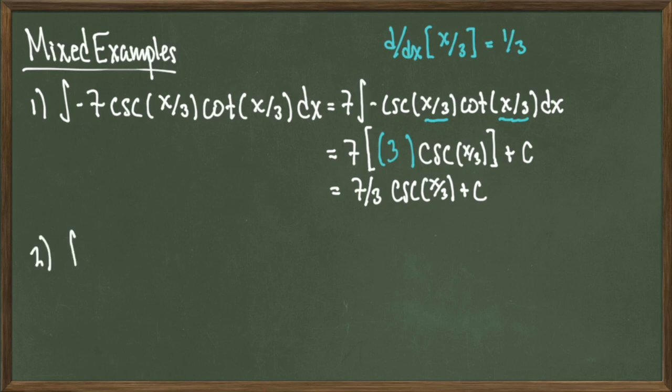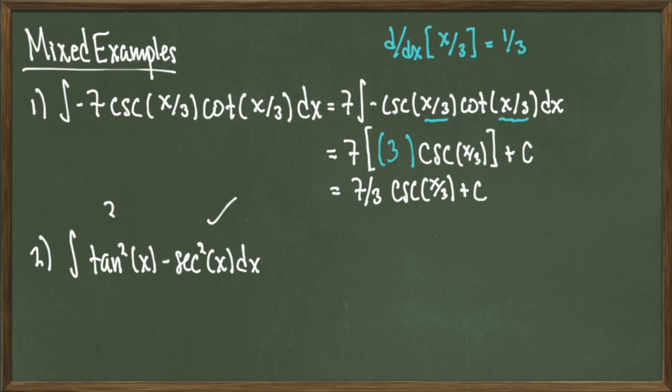And in our last example, let's consider the integral of tangent squared of x minus secant squared of x. Now this one's a little weird because even though we have a formula for secant squared of x, we don't have an integral formula for tangent squared of x. So the question is, what do we do about that? Well, recall the trigonometric identity known as one of our Pythagorean identities. Tangent squared of x plus 1 is equal to secant squared of x.